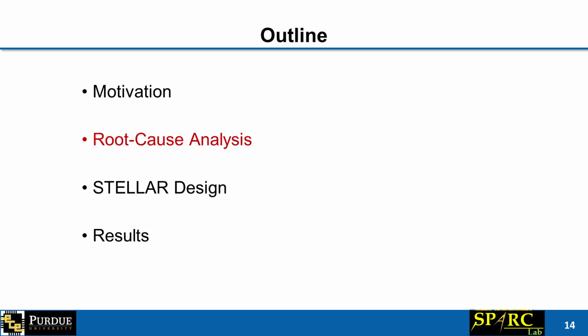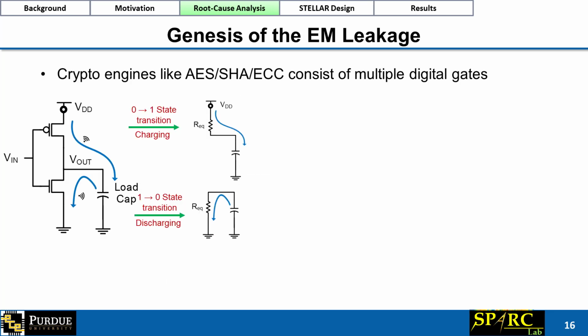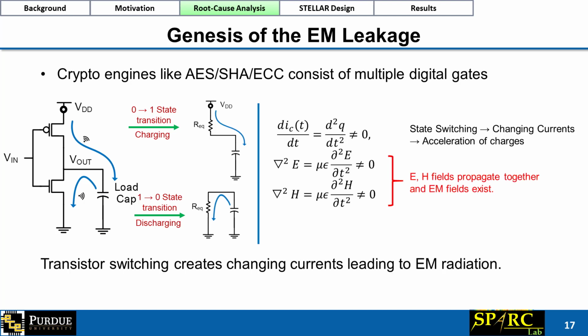Now, let us look into the root cause analysis of the EM radiation from an integrated circuit. We are all aware of the Maxwell's equations that govern the creation of the electric and magnetic fields due to the acceleration of electrons. This slide shows the genesis of the EM leakage in an IC. As the output of the digital gates switches its state, the acceleration of the electrons create changing electric fields, which in turn produces magnetic fields leading to EM radiation according to the Maxwell's equations.